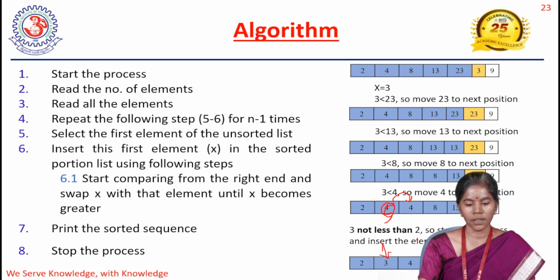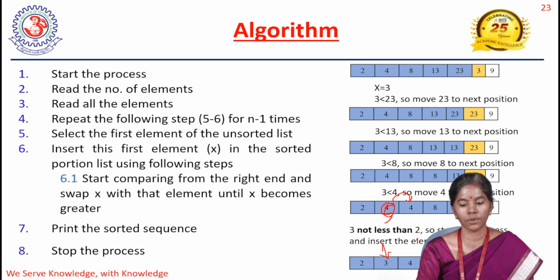So it is very simple, very easy to understand and to do. And it's not taking much memory space either. You are just doing the insertion in that array itself. We are not having one more copy. We only need that variable x. You have to take the first element of the unsorted list and insert it. So only that is the extra memory we need to perform this insertion sort.